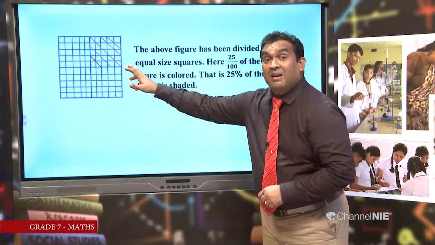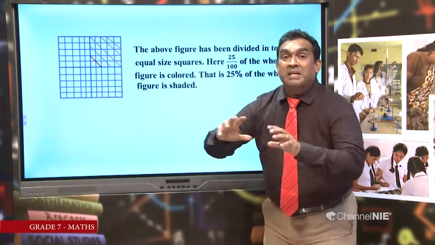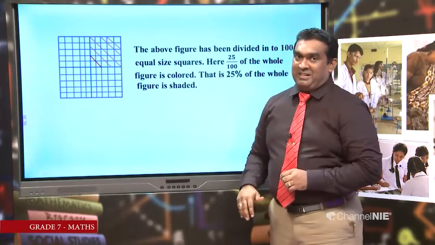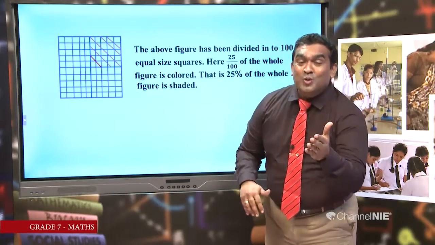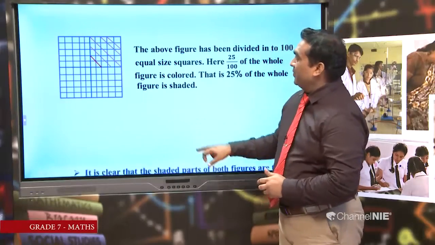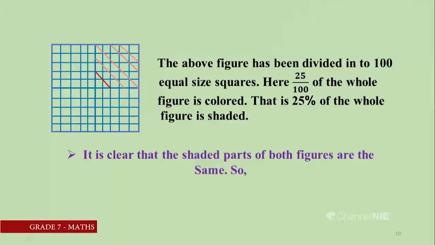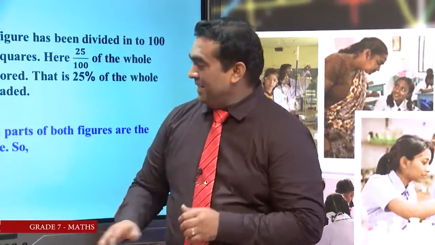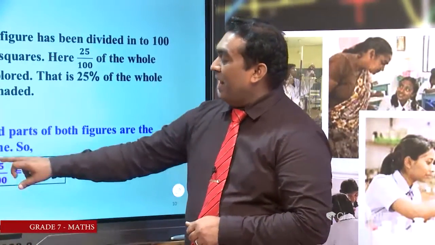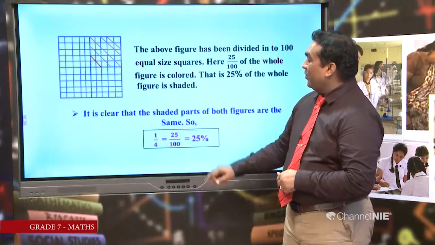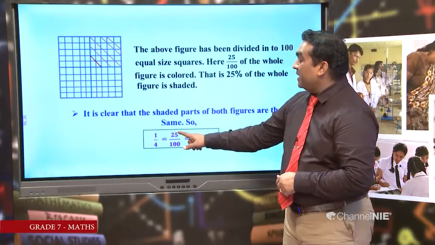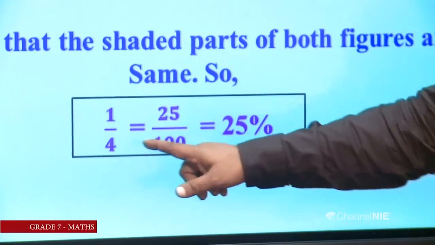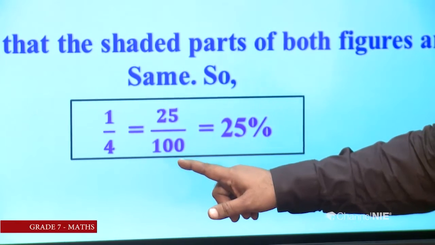4 regions converted into 100. It means 4 is converted into 100. As a result of that, 1 also converted into 25. Now, it is clear that the shaded parts of both figures are the same. Shaded parts are same, right? So, 1 over 4 equals 25 over 100. It means 1 multiplied by 25, 4 multiplied by 25. What is the main purpose there?